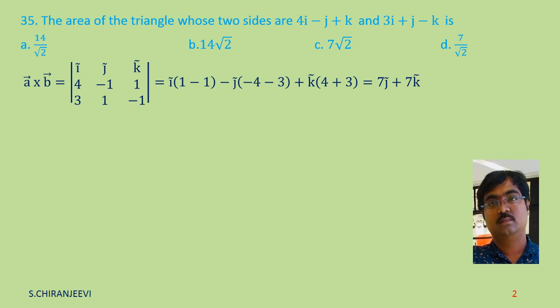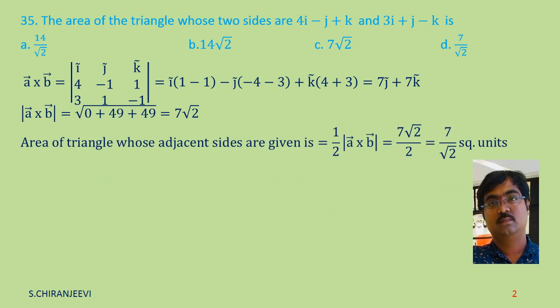i of cancelling first row first column we get 1 minus 1. Minus j cancelling first row second column, minus 4 minus 3. Plus k of cancelling first row third column, 4 minus of minus is plus 3, equal to 7j plus 7k. So magnitude of A cross B equal to root of 0 plus 49 plus 49 equal to 7 root 2.